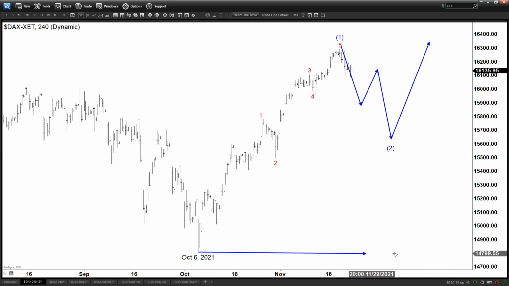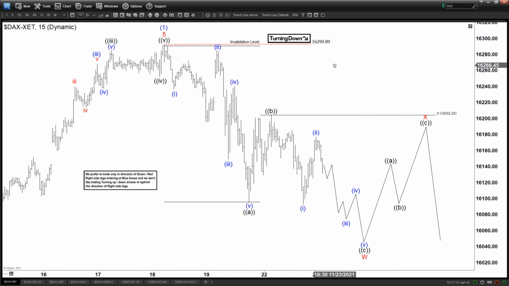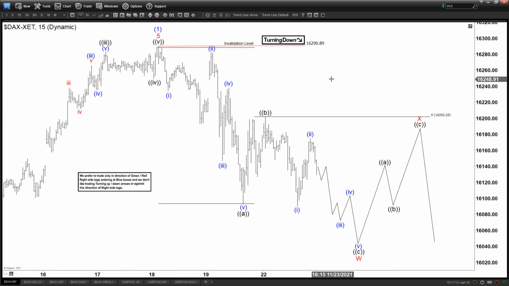As long as we don't break below this October 6th, of course, right? So this is going to be the key level, and this is the cycle that is trying to be corrected with the current move in the shorter cycle here. So what we're expecting then is downside in the indices right now, as long as we don't break below 16,291, we expect the DAX to continue to see downside.